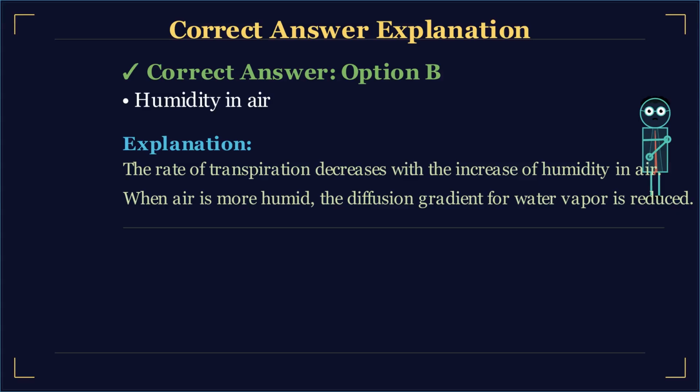Here's the explanation for the correct answer. The rate of transpiration decreases with the increase of humidity in air. When air is more humid, the diffusion gradient for water vapor is reduced.